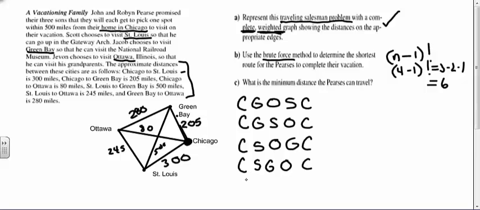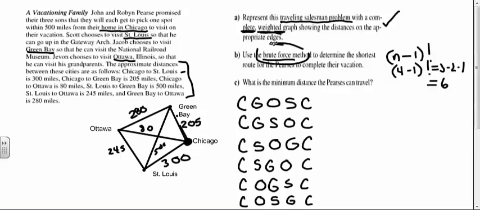And then the last two, because remember there'll be 6 altogether. Let's start in Chicago, go to Ottawa first, and then Green Bay, St. Louis, Chicago. And the last one would be start in Chicago, go to Ottawa next, and then St. Louis, Green Bay, and Chicago. So to do the brute force method, we do need to list all the different Hamilton circuits. Now again, it's unrealistic for me to have you do this if there were 5 vertices, because using the formula, 5 minus 1 is 4, and 4 factorial is 24 different circuits. I would not expect you to do that. I would expect you to do this though if there are 4 vertices.